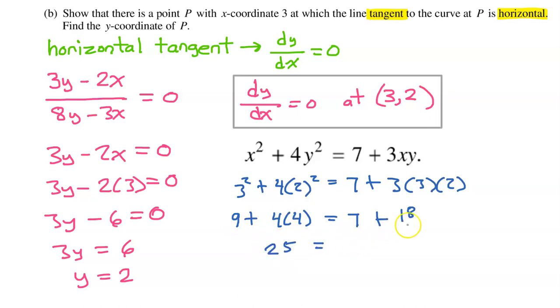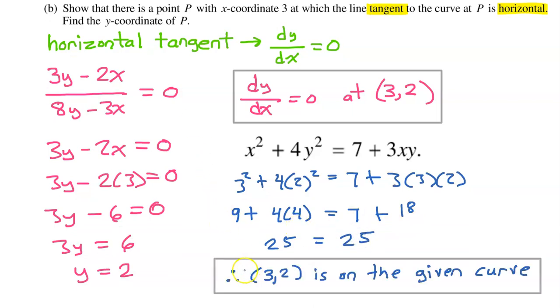And we have 7 plus 18, which is also 25. Therefore, the point (3, 2) is on the given curve. So we have shown that there is a point on the curve with an x-coordinate of 3 at which there is a horizontal tangent line.